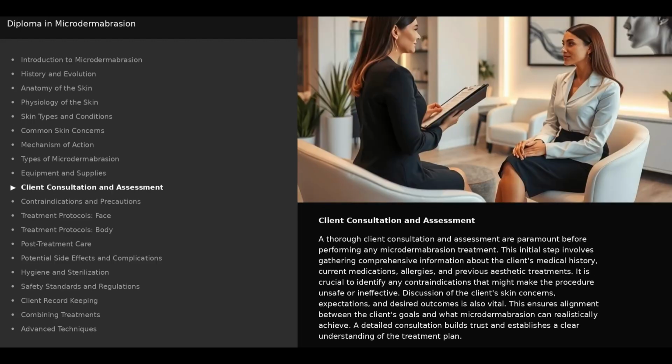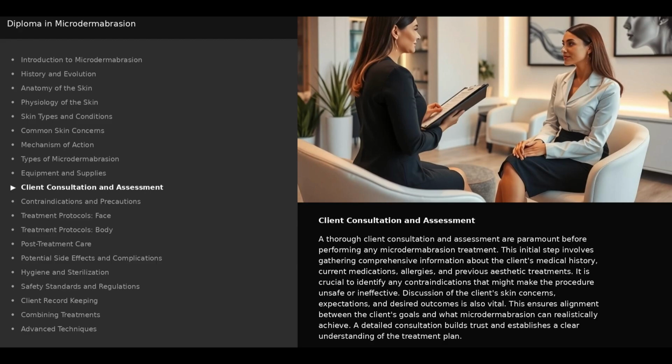Client consultation and assessment. A thorough client consultation and assessment are paramount before performing any microdermabrasion treatment. This initial step involves gathering comprehensive information about the client's medical history, current medications, allergies, and previous aesthetic treatments. It is crucial to identify any contraindications that might make the procedure unsafe or ineffective.